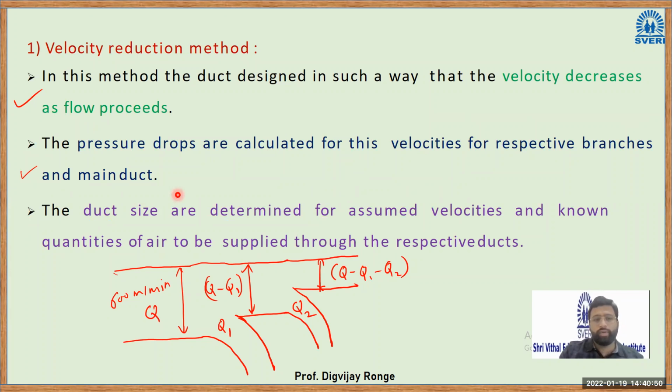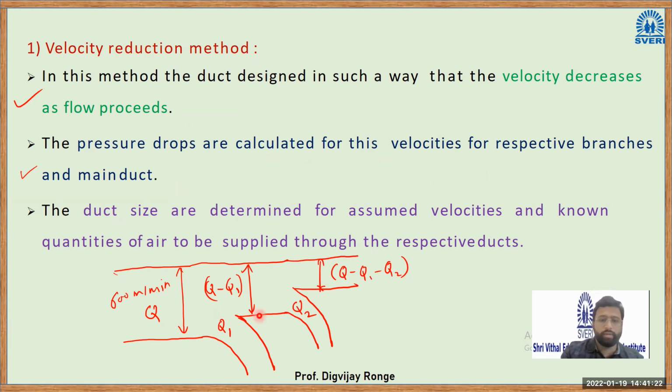Now the first one is velocity reduction method. In this method, the duct is designed in such a way that velocity decreases as flow proceeds. That means if your flow rate is higher at first, then your duct size will also be larger. As your flow rate decreases, your duct size will also keep decreasing. So as flow rate decreases, velocity also will decrease. The pressure drops are calculated for these velocities in respective branches and main duct.